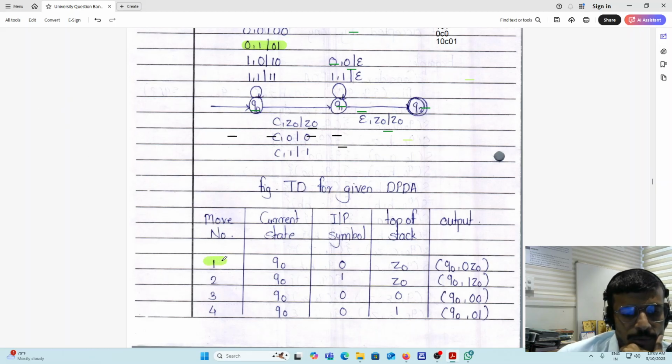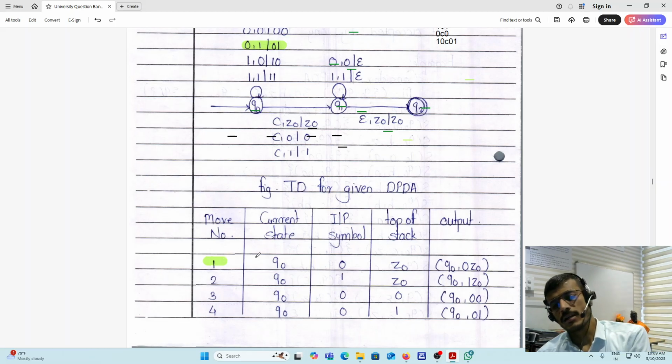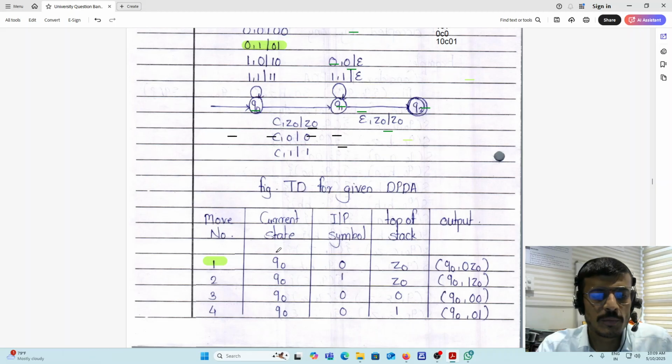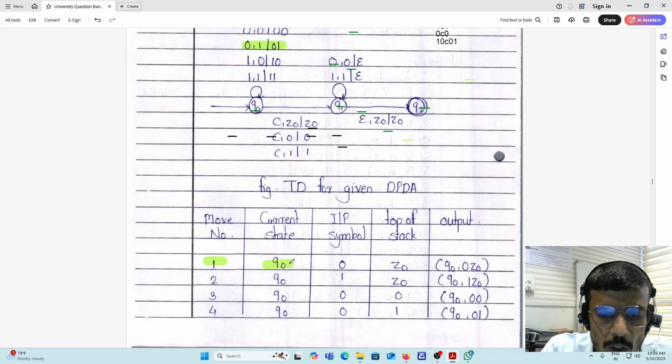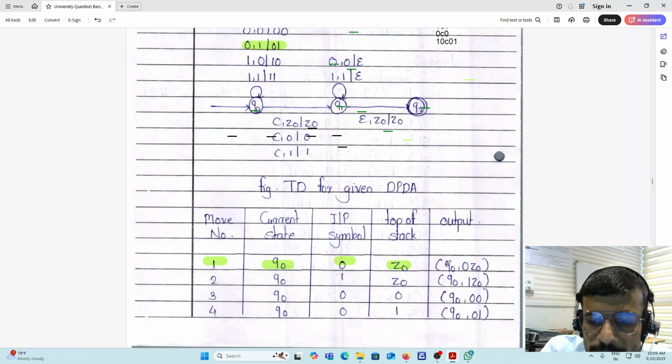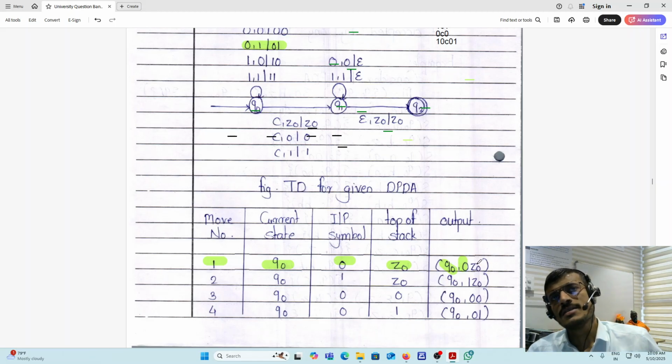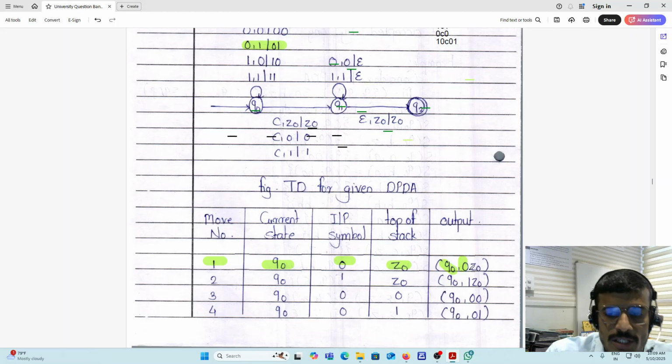Okay. So if you see here, these are the 12 possible moves. First move is what? Current state is Q0, input symbol is 0, top of the stack is Z0, it will remain at Q0, and this 0 will be pushed in the stack, and the symbols in the stack will be 0, Z0. Then in the second case, Q0 will be there, second possibility, 1 will be the input symbol, Z0 will be top of the stack, it will give you Q0, 1, Z0.